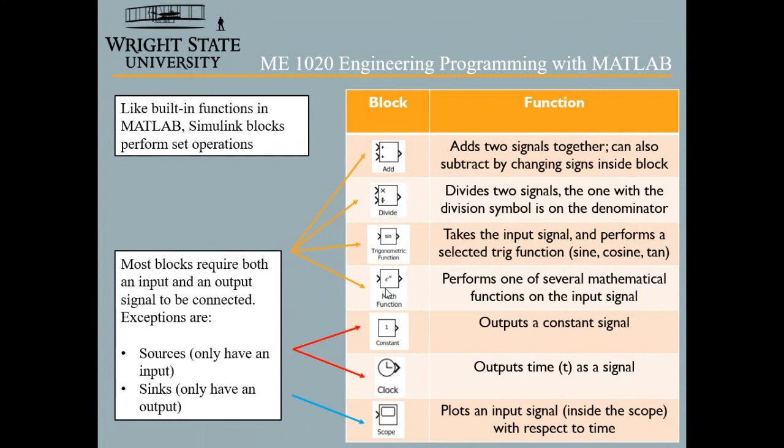Some blocks don't require both an input and output. Those are the exceptions to this general setup in MATLAB Simulink, and they are called sources and sinks. When I open Simulink and show you how to use this, those are actually labeled sources and sinks.